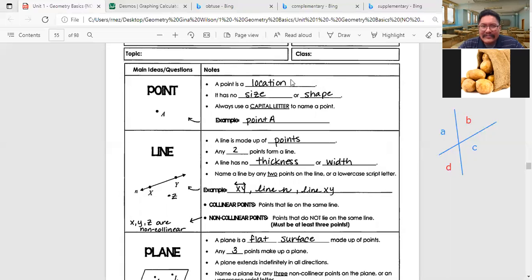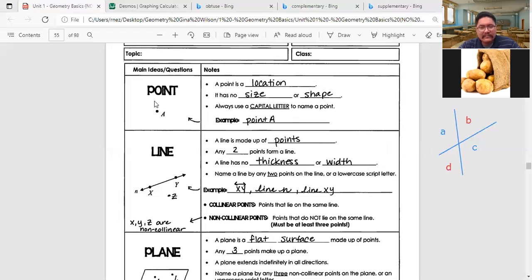Remember that a point has no size and no shape. So they're not stars or rectangles or anything like that. They're only drawn as circles because it's the only way to really mark something that doesn't have a shape, because it's like the lowest shape. And we use a capital letter to mark a point. In this case, they have a diagram with point A. So point A is right there.